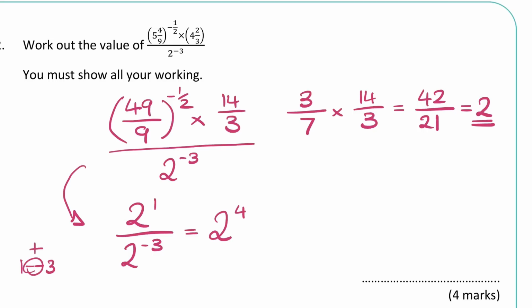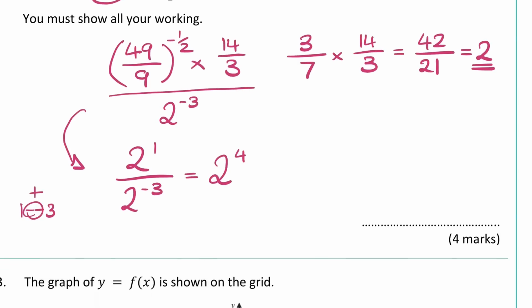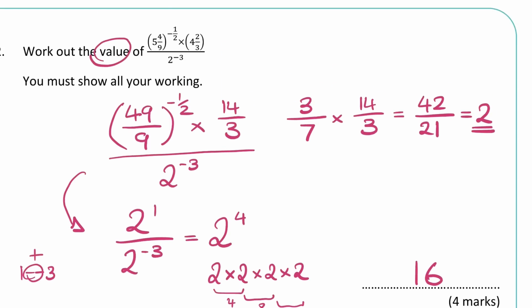And it does say work out the value of. So we do actually need to work that out. So we need to do 2 times 2 times 2 times 2 again. 2 times 2 is 4, times 2 again is 8, times 2 again, 16. So our final answer, 16. And there we go. And that is looking at some negative and fractional indices.